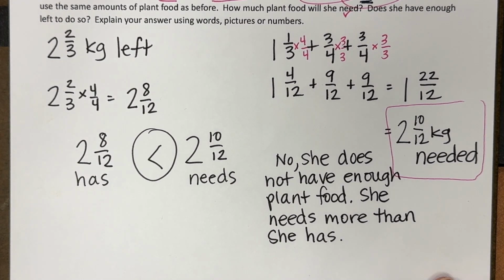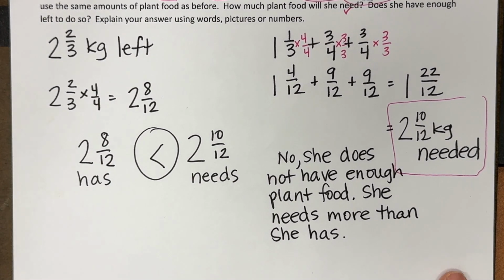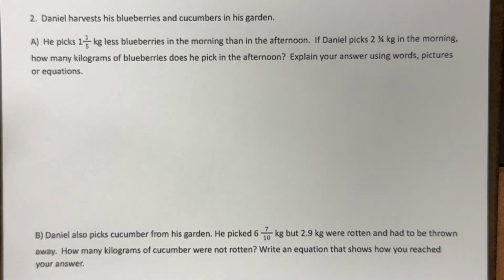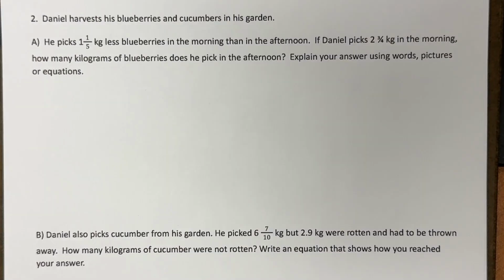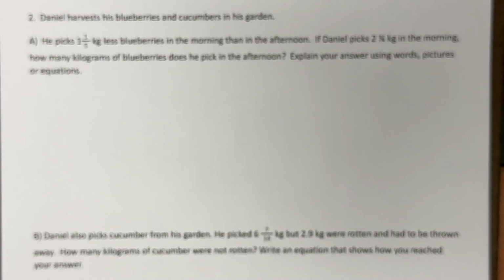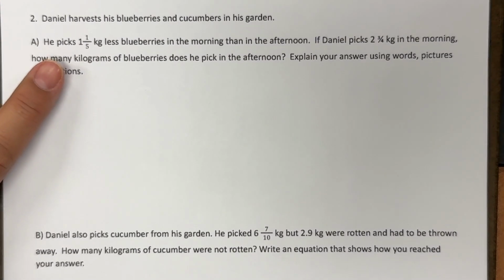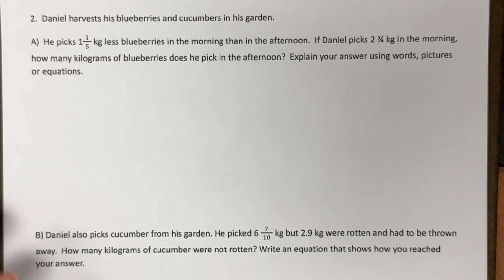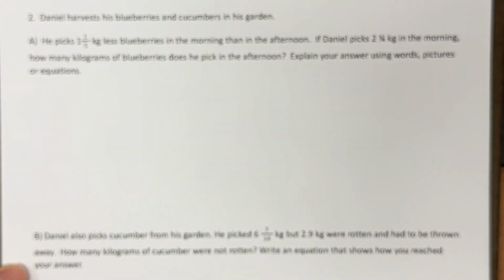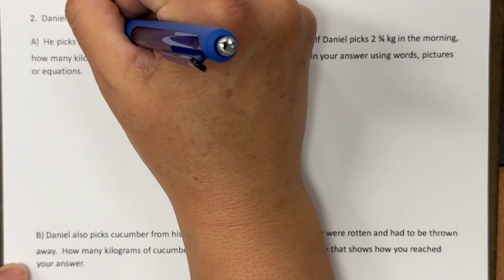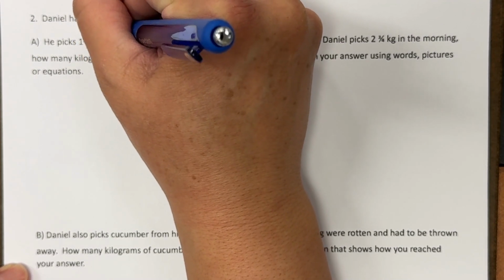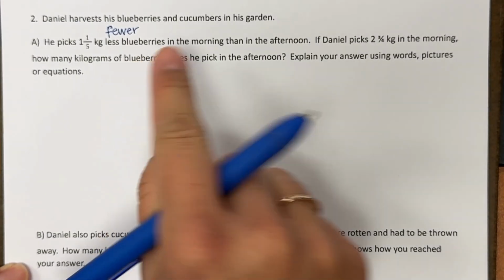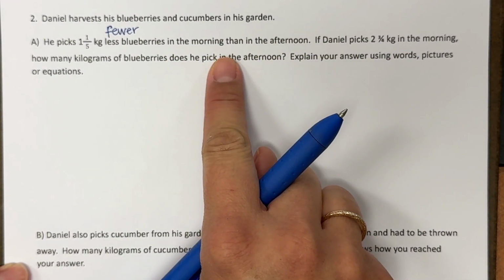Okay, so that's the first page. Number 2 says that Daniel harvests his blueberries and cucumbers in his garden. So he picks 1 1/5 kilograms less. This really should be fewer. Sorry, grammar. Fewer blueberries in the morning than in the afternoon.